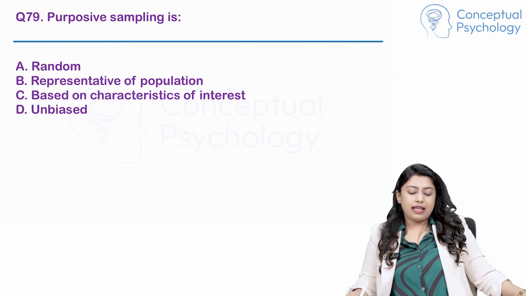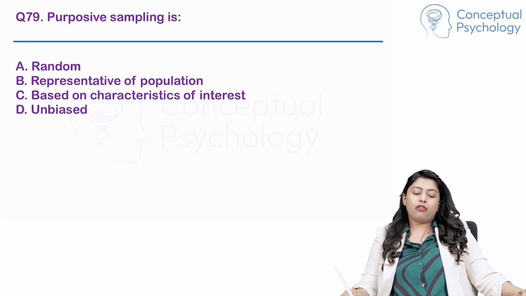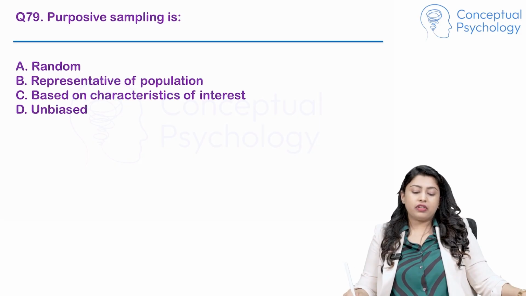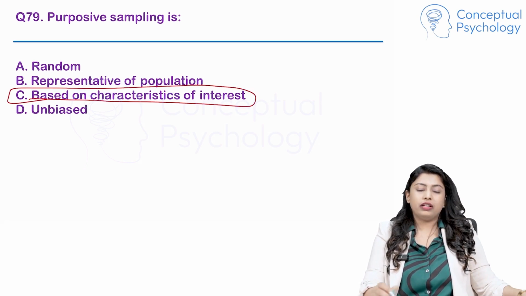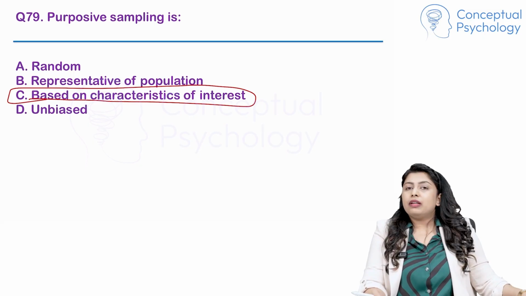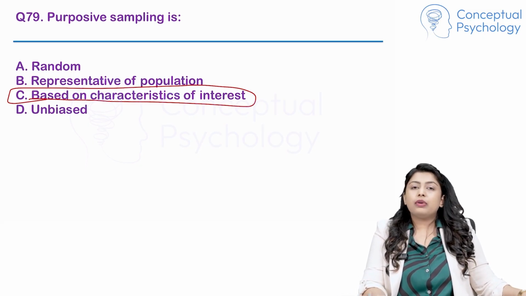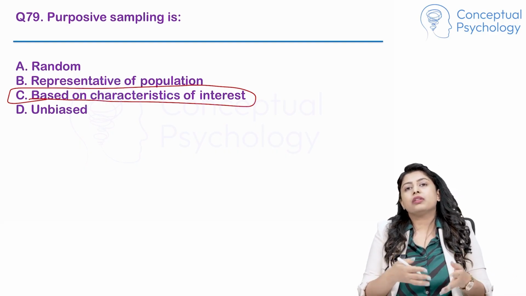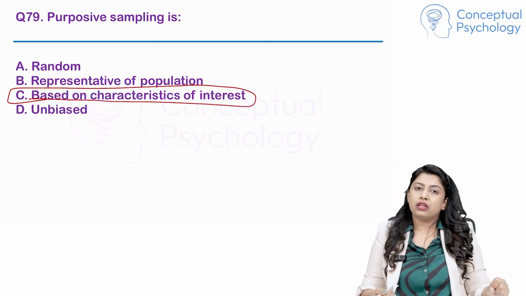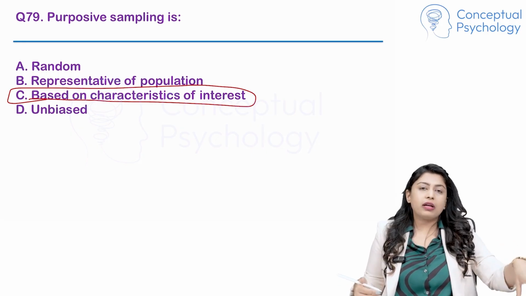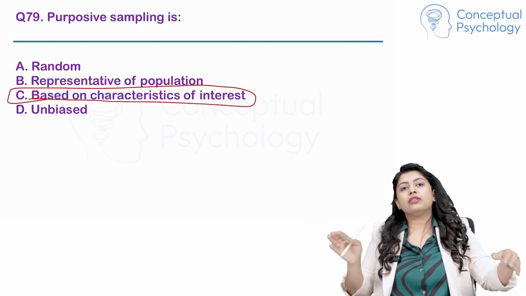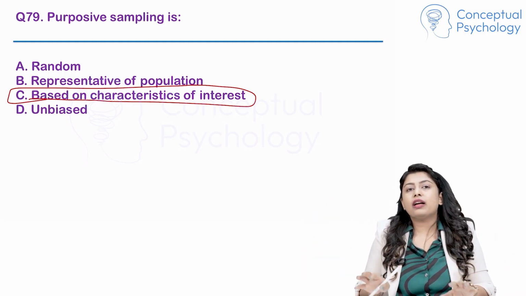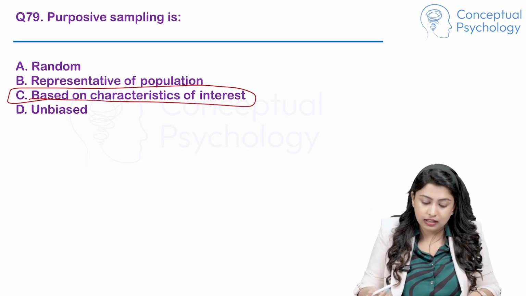Now, purposive sampling is random, it is representative of population, is based on characteristics of interest and unbiased. So, this is based on characteristics of interest. Purposive sampling is a non-probability sampling technique where participants are deliberately selected based on the specific characteristics or the qualities or the criteria that are relevant to the research question. If I want to assess a phenomenon in doctors, I will pick up doctors, right? If I want to assess something in teachers, I will assess teachers only. So researchers intentionally choose participants who can provide the most informative data.